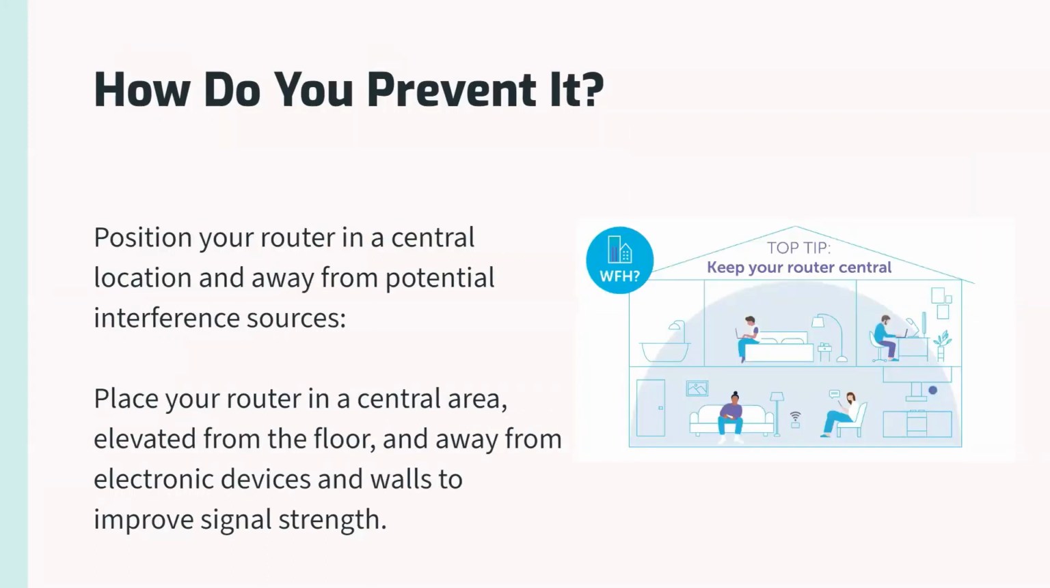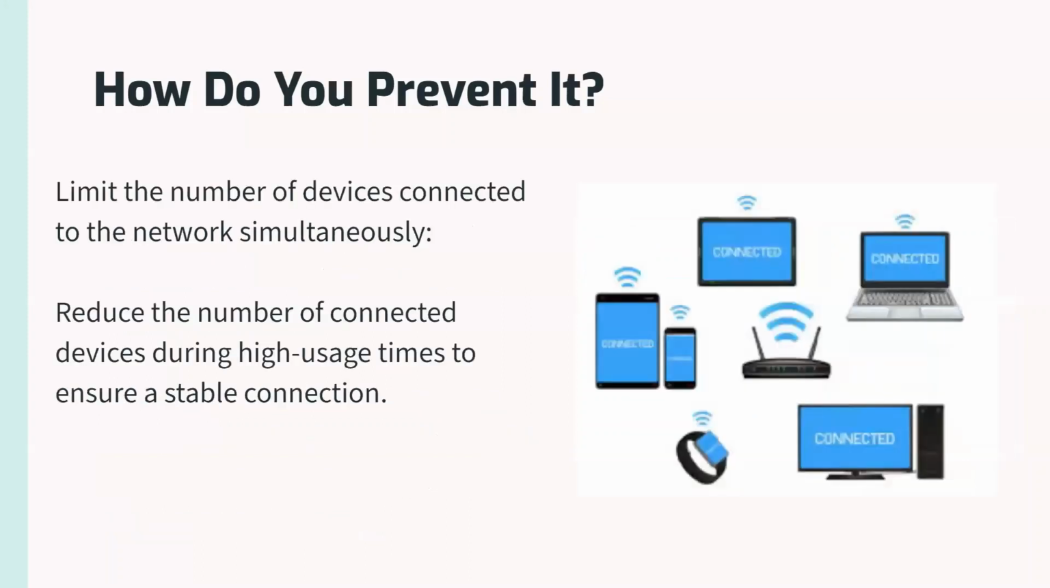You should also position your router in a central location and away from potential interference sources. Place your router in a central area, elevated from the floor and away from electronic devices and walls to improve signal strength. You can also limit the number of devices connected to the network simultaneously, reducing the number of connected devices during high usage times to ensure a stable connection.